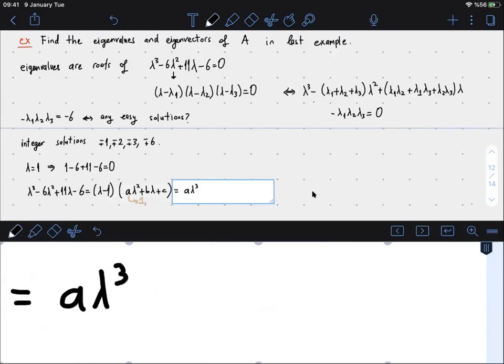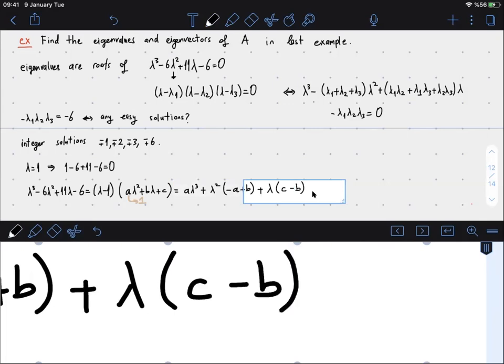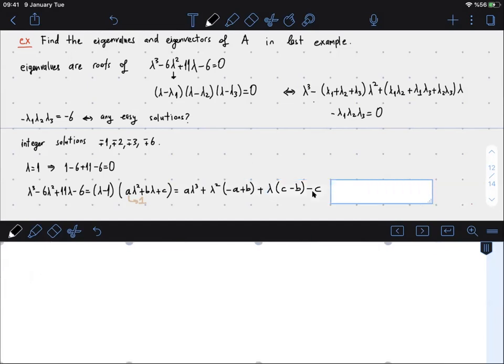And then what are the lambda square terms? Lambda square terms, we have minus a plus b, right? So these are the only terms. What is the lambda term? Lambda term is c minus b. And what is the constant term? Constant term is minus c. So from here we can find all the solutions.